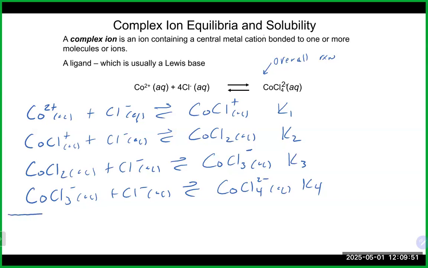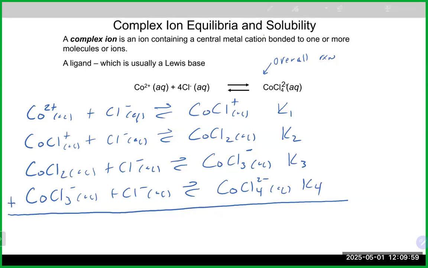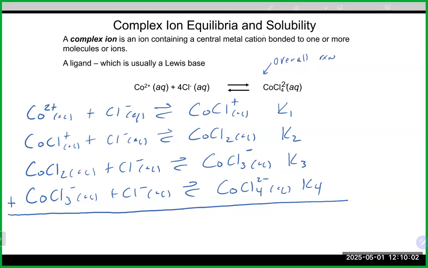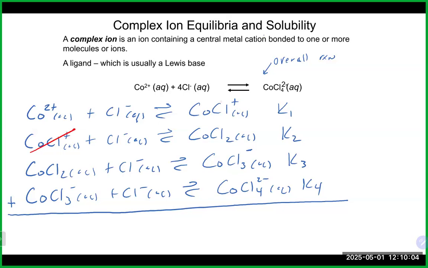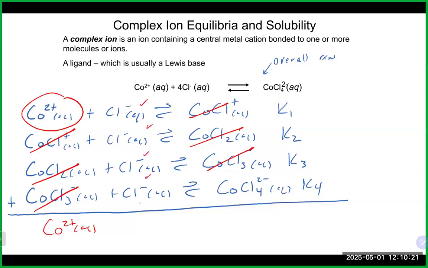This is really no different than what we talked about when we did equilibrium. If I wanted to add all four of those reactions together, this guy and this guy are going to cancel, this guy and this guy are going to cancel, and this guy and this guy are going to cancel. What that's going to leave you is a cobalt ion that added 1, 2, 3, and 4 chlorides to make my complex ion, right?